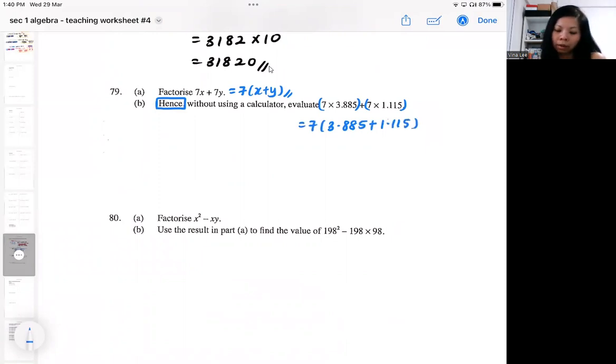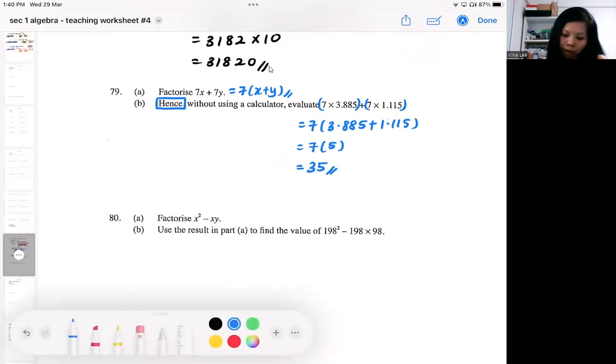So in part A, 7 is a common factor. In part B, you should also be seeing that 7 is a common factor. So you will get a 7. You punch out the bracket in your calculator, or you can just mental it. You get a 5, and then that will be a 35.